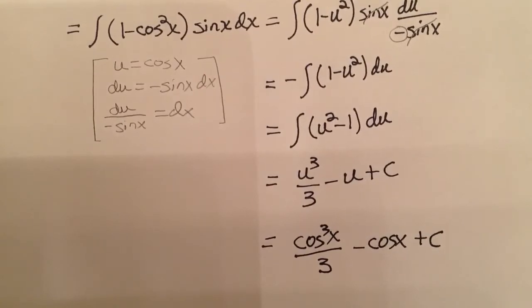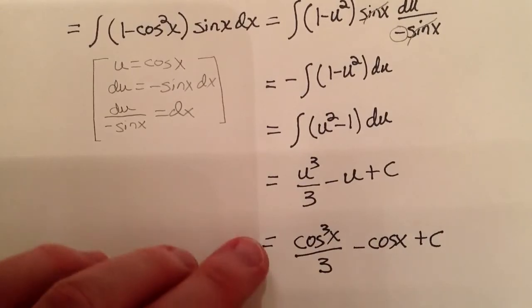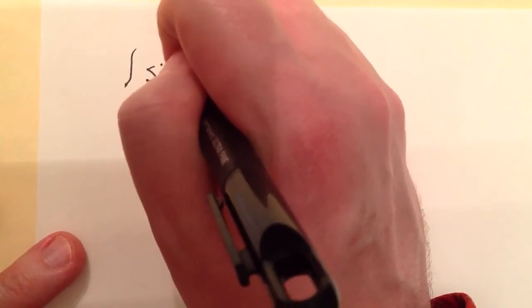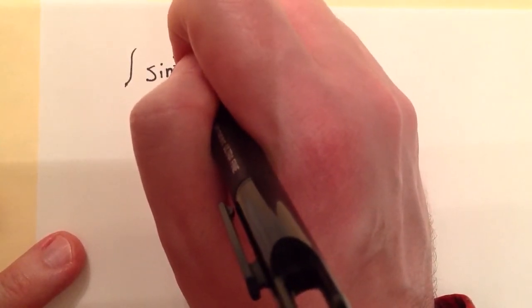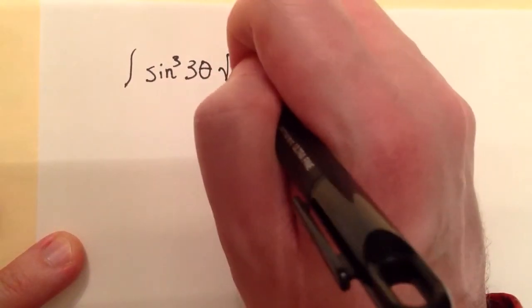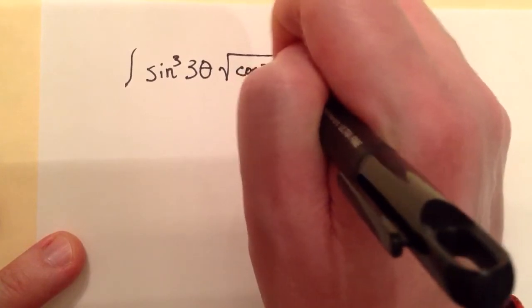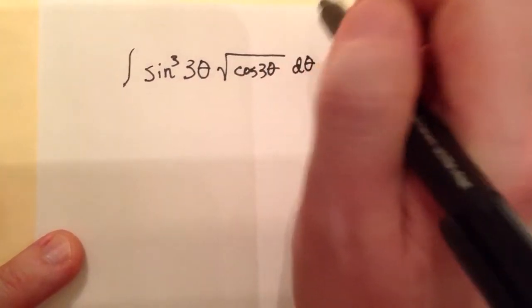Now, in the case of what we have for number 3, a bit of a trick one here, this is perhaps our first trigonometric integration problem that involves a radical. And for what we have in the case of this next item, okay, so we have the integral of the cube of the sine of 3 theta times the square root of the cosine of 3 theta d theta.